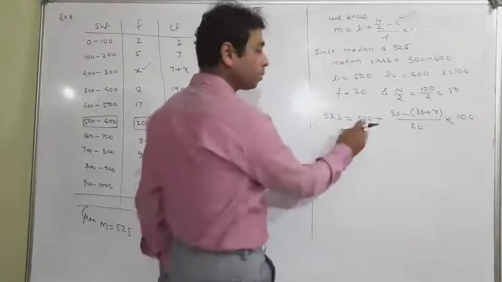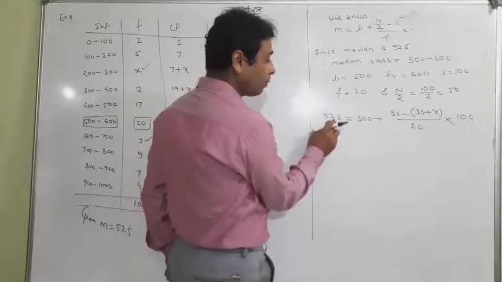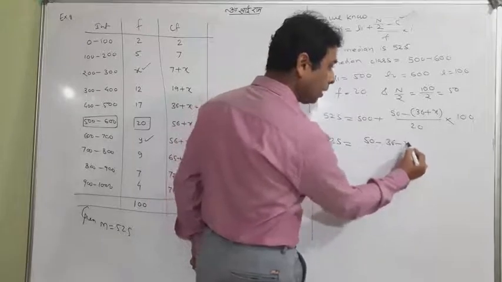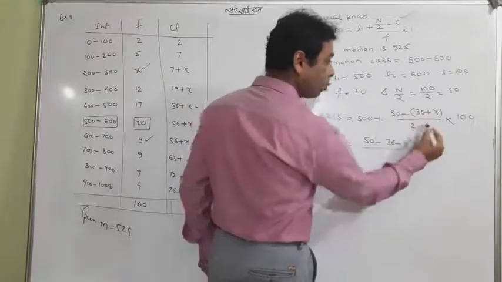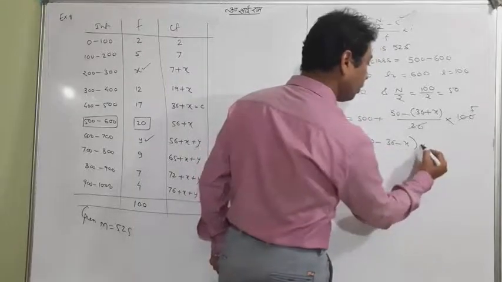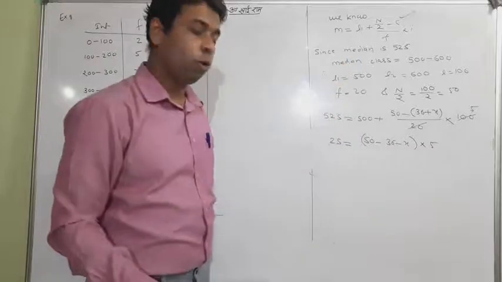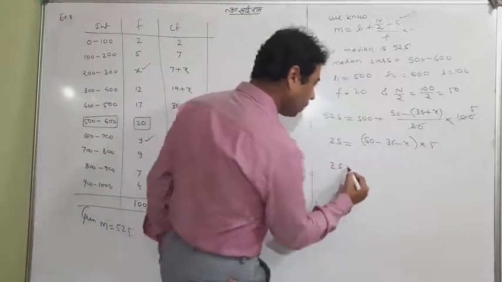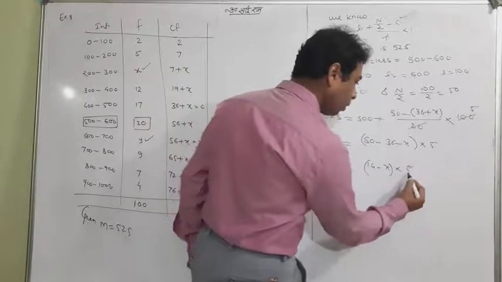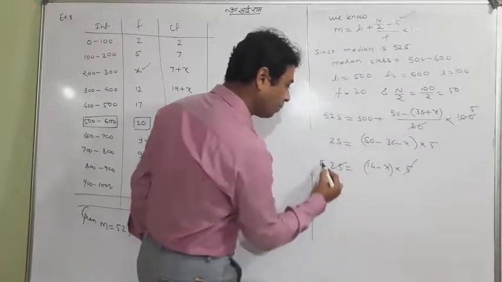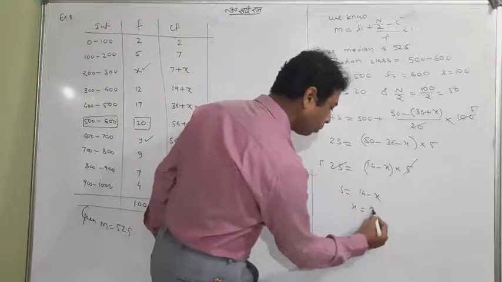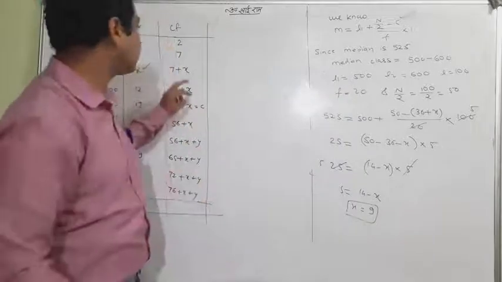I will solve this. I will transfer 500 here. 525 minus 500 is 25, equal to 50 minus 36 minus x. I'll open the bracket, and 25 is going to be into 5. Hope you got it. Now, student, 25 equals 14 minus x, into 5. I'll transfer the 5, and the 5 fives cancel, so 5 equals 14 minus x, so x equals 9. You have got one value, x equals 9.